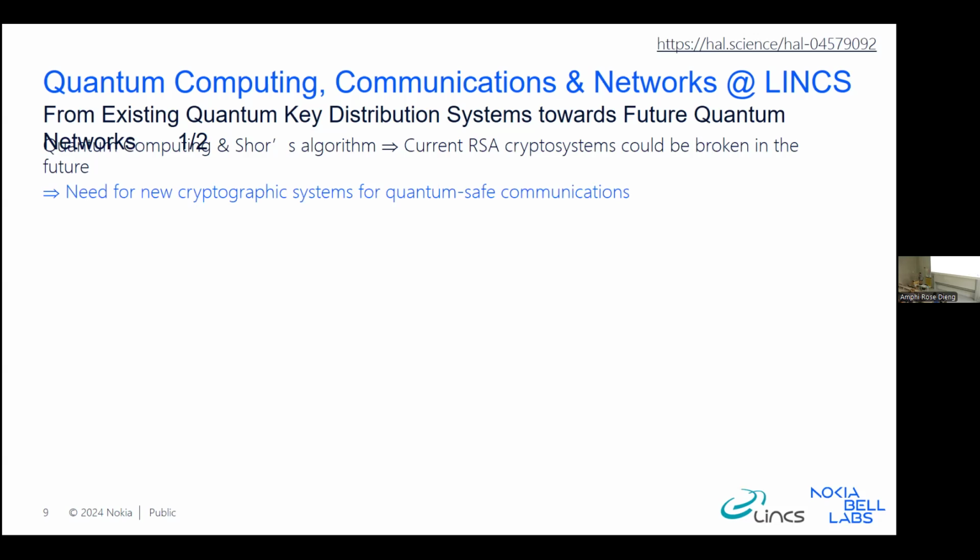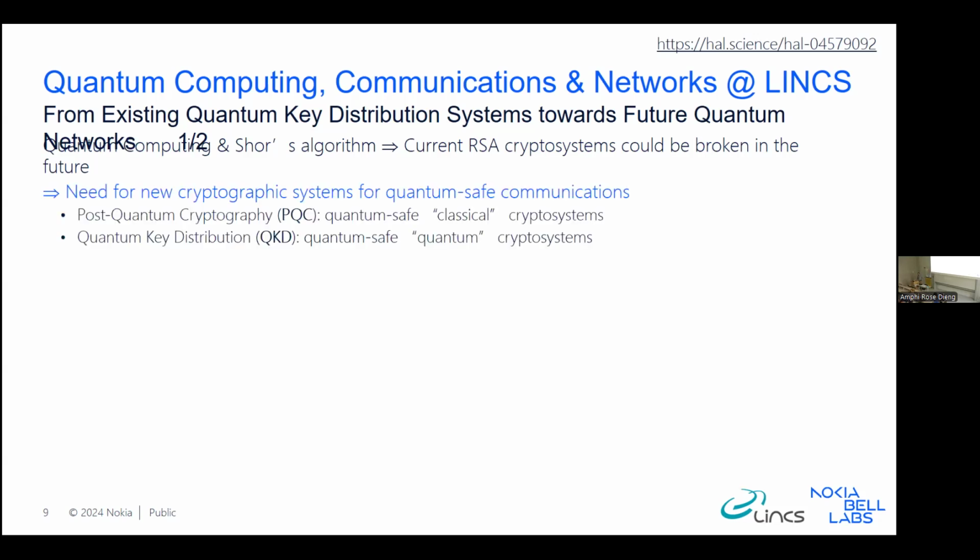There is a problem with Shor's algorithm: the current RSA cryptosystem can be broken by a future quantum computer using Shor's algorithm. So we need new cryptography systems for quantum safe communication. Nowadays, two families of solutions are investigated. The first is post-quantum cryptography, which is classical cryptosystems that are quantum safe when we consider Shor's algorithm, for example, and quantum key distribution, which are quantum safe quantum cryptosystems.